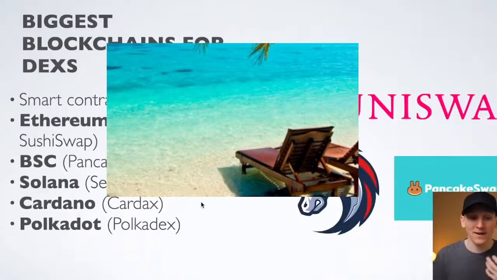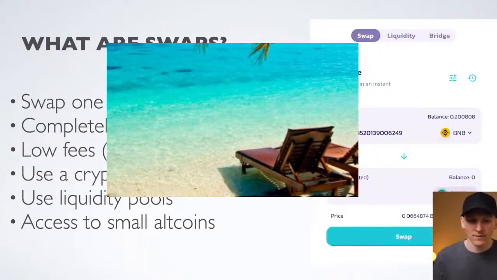What are the biggest DEXs though, and the biggest blockchains for DEXs? Well, you have Ethereum, which is a smart contracts blockchain. You need a smart contracts blockchain for a decentralized exchange and swapping because you need smart contracts in there. So Ethereum has Uniswap, by far the biggest. Binance Smart Chain has PancakeSwap, by far the biggest on Binance Smart Chain. Then you have Solana, Cardano, and Polkadot. They have some DEXs growing on there, a lot smaller than Ethereum-based DEXs though.